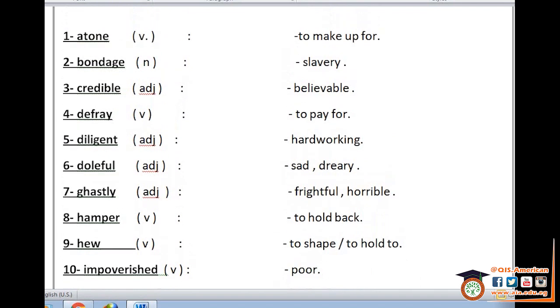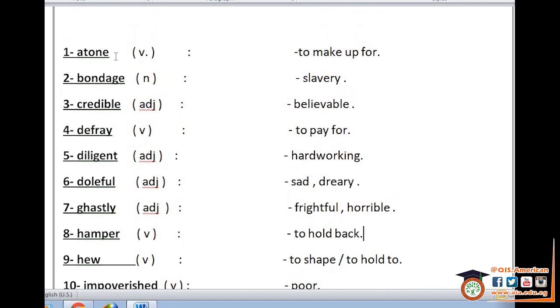Number 1, atone. To make up for, like compensate. When you atone for something, you make up for something else you have lost. Number 2, bondage. It comes from the word bond. You know bond? Like something tying your hand or so. So bondage is like slavery.